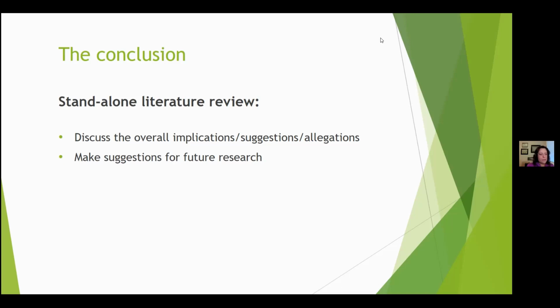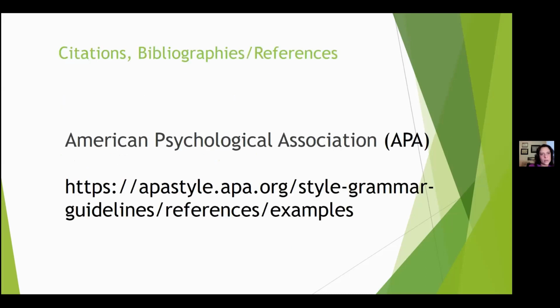All right, your conclusion. So the conclusion again looks a bit different depending on your context. Your conclusion is of course at the end of your paper, and your goal here is to discuss the overall implications of your findings and make suggestions for future research on the basis of gaps and trends that you've identified in your review. So again, I'm going to go over this one more time: discuss the overall implications, suggestions, allegations, and make suggestions for future research. I can't reiterate that enough.